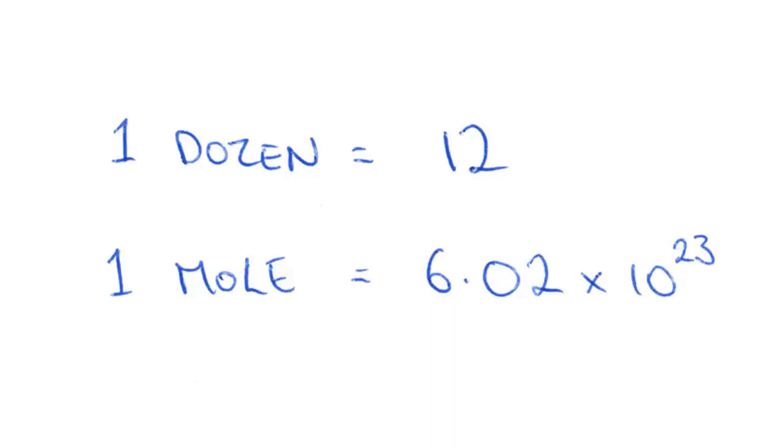A mole is a number as well. It's not 12, but it's a number. A mole is in fact 6.02 × 10^23. This is also known as Avogadro's number. And this is a mole. And that's the orange feather example.